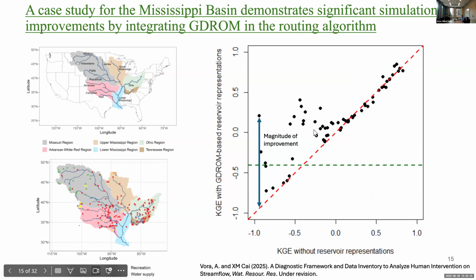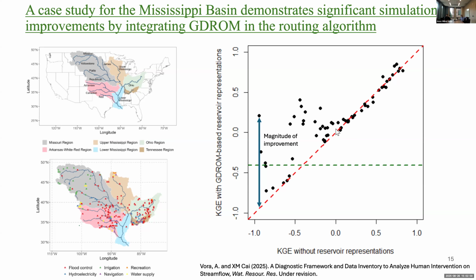Now, we compare KGE, basically for the medium and the high flow. We compare the KGE without reservoir representation and with GDROM representation. This dotted red line represents the 45 degree line, basically showing the two values are identical. And I want to mention that each of these points represents a stream flow gauge station.